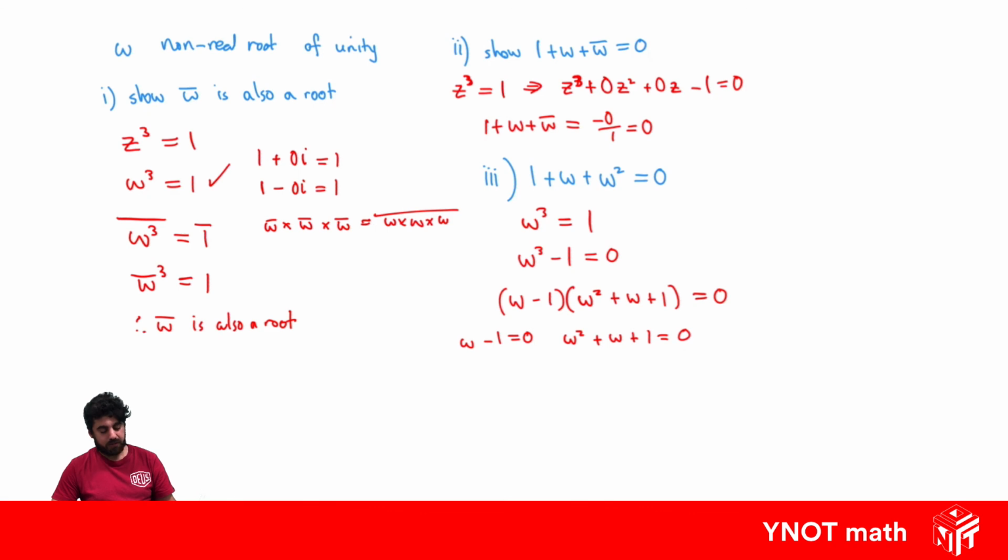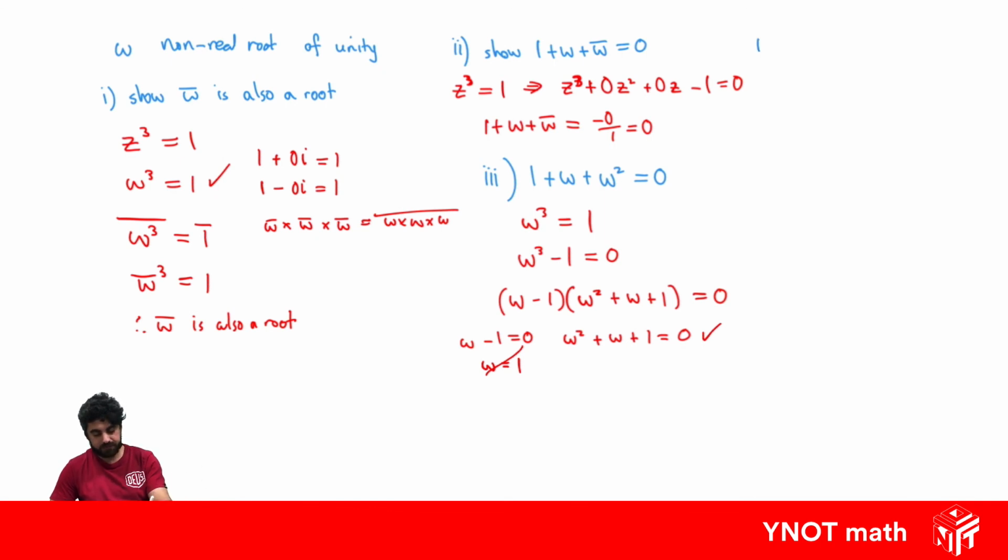We have to go back all the way to our original question to see that w is a non-real root. And if we were to solve this equation, it would imply that w is equal to 1, but it can't be a real number, it has to be non-real, which means that this equation here has to be true, and we've shown that 1 plus w plus w squared equals 0.